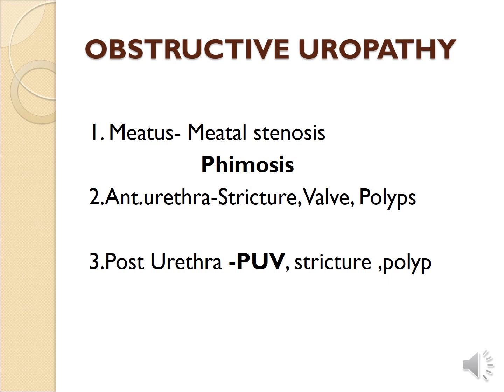So the different types of obstructive uropathy, starting from number 1, meatus. There will be meatal stenosis and phimosis. Number 2, in the anterior urethra, stricture, valve and polyps. And number 3, posterior urethra, you get posterior urethral valve, stricture and polyp. So the highlighted portions, phimosis and posterior urethral valve, are more important, so we'll be discussing those two.